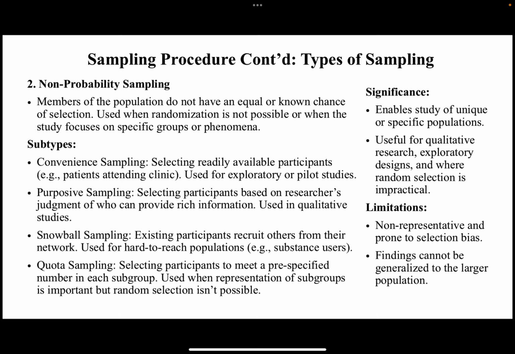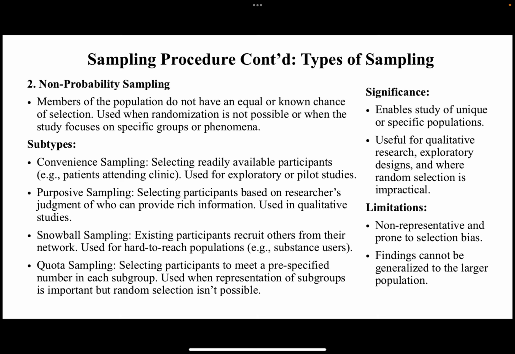What is convenience sampling? Convenience sampling basically involves selecting participants who are easily available. A practical example is a researcher who interviews patients who came to the clinic that day because they are easily accessible. It's a typical example of convenience sampling. We want to conduct a study, and those who are available, we use them. Convenience, because we use those who were available.